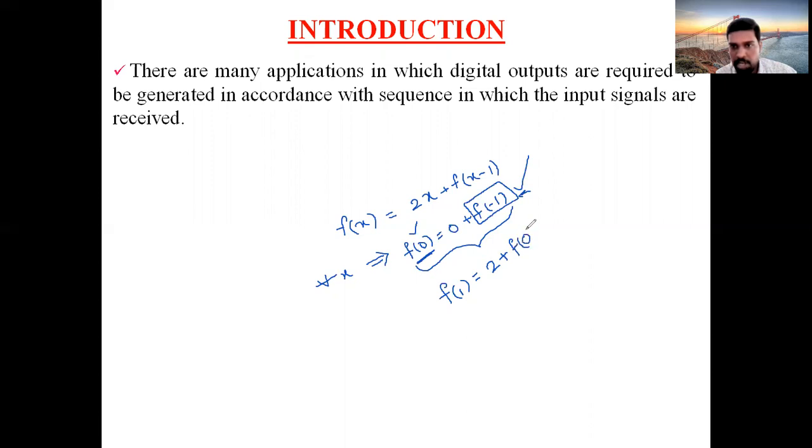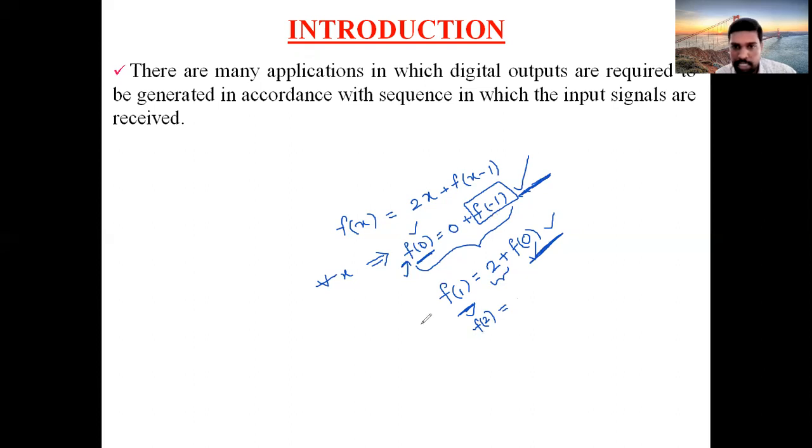So in order to find the f of 1 expression, what do you need to know? You need to know the value of f of 0. What is f of 0? It is the previous function. Unless you know the value of f of 0, you cannot find f of 1. Unless you know f of 1, you cannot find f of 2. That means each and every output depends on the present input as well as the past output. Past output means the previous output combination.